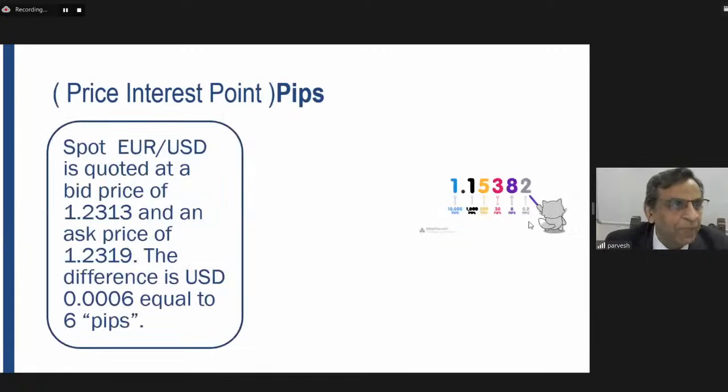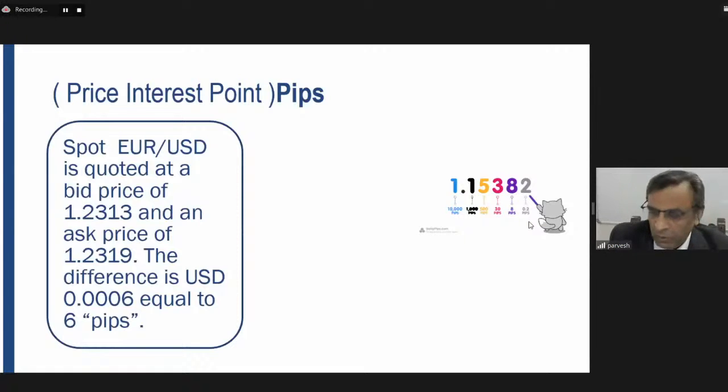So let's look at say example. Okay. Suppose the spot rate is given for Euro USD. Now it is quoted at a bid price of 1.2313 and the ask price is 1.2319. Now if you look at this quote, this is actually again a reverse notation because 1 euro will have more dollars. Okay, so it is not like $1 is equal to 1.23, but it is 1 euro is equal to 1.2313, and ask price is 1.2319. So the difference is USD 0.0006 because it is 1 euro is equal to $1.2319. So the pips is basically is equal to 0.006 US dollars.